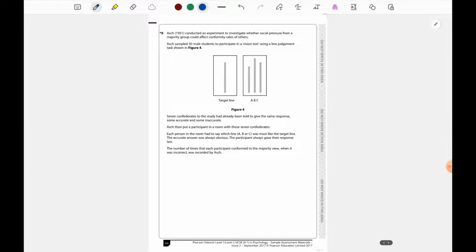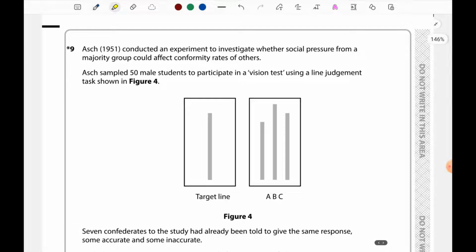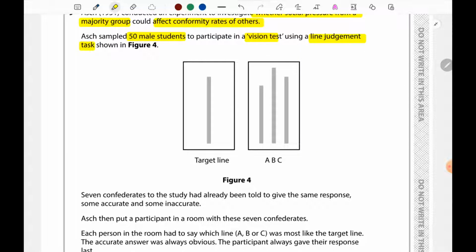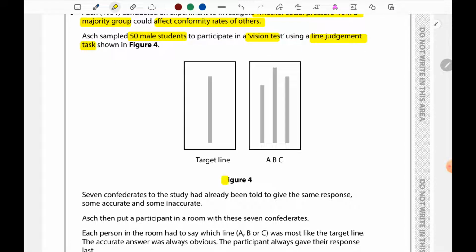Let's look at the next question, 9. Ash conducted an experiment to investigate whether social pressure from a majority group could affect the conformity rate of others. Ash sampled 50 male students to participate in a vision test using a line judgment task, which is shown in the figure. Okay, so we'll quickly look at the figure. There are two photographs. On the left side, we see a target line. On the right side, we see three lines A, B, and C.